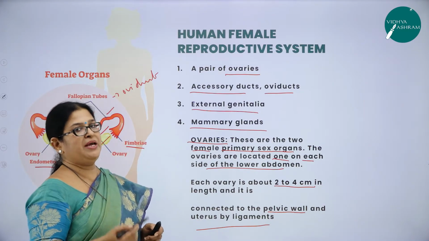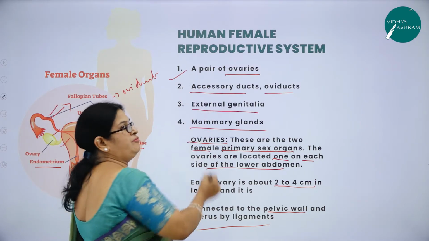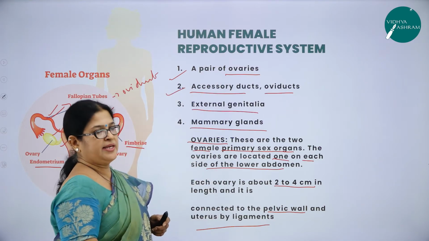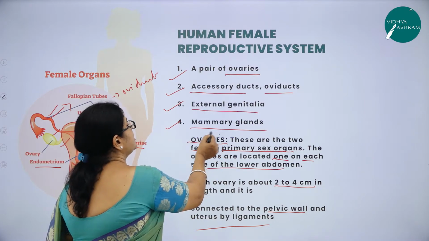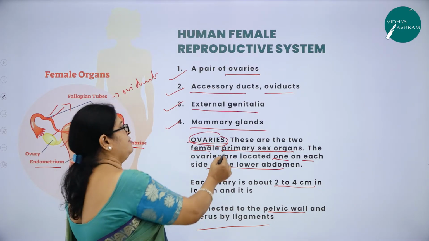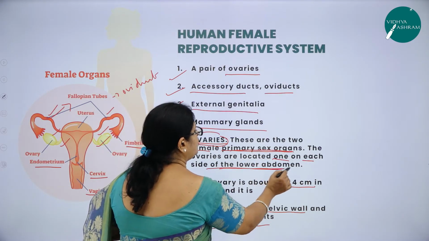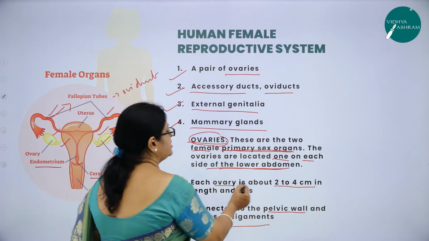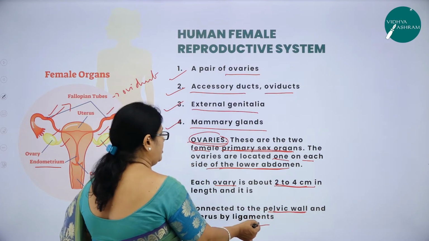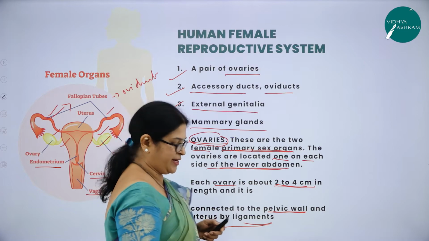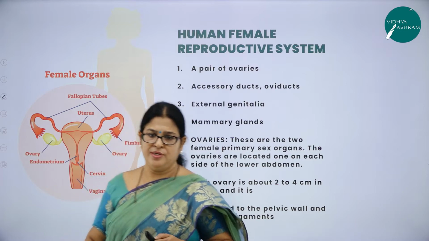So the human female reproductive system consists of a pair of ovaries, accessory ducts, external genitalia, and the mammary glands. A pair of ovaries forms the primary sex organ in the female. They are located one on each side of the lower abdomen. Each ovary is 2 to 4 centimeters in length, and it is connected to the pelvic wall of the uterus by ligaments. Hope you have understood the very important parts of the female reproductive system.